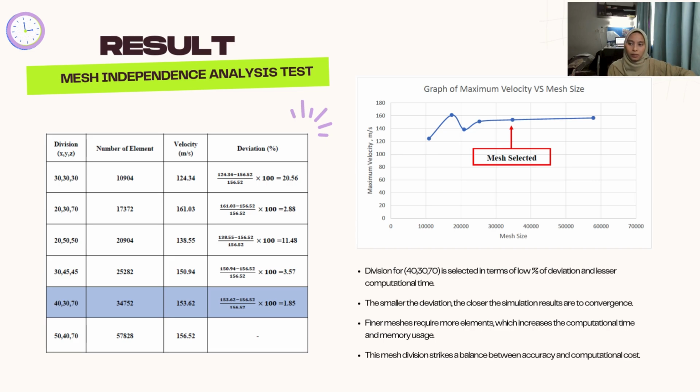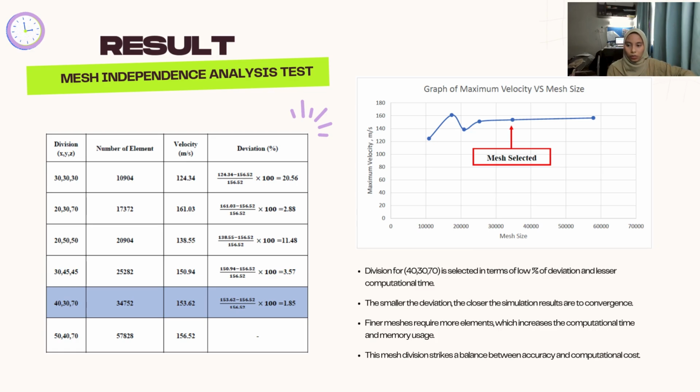As you can see here, division for 40, 30, and 70 is selected in terms of low percent of deviation, which is 1.85% and lesser computational time. The smaller the deviation, the closer the simulation results are to convergence.